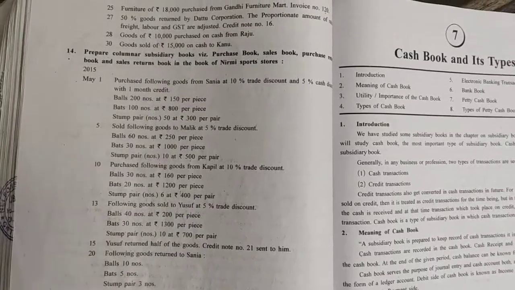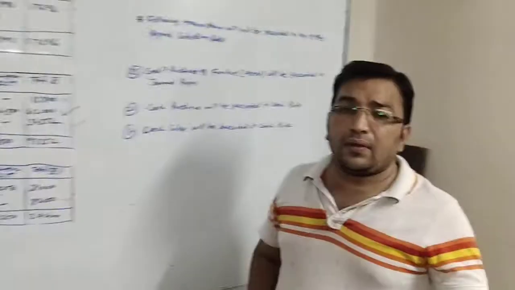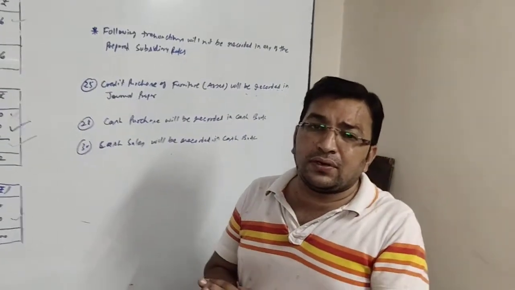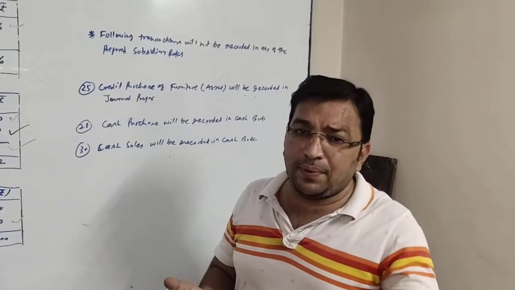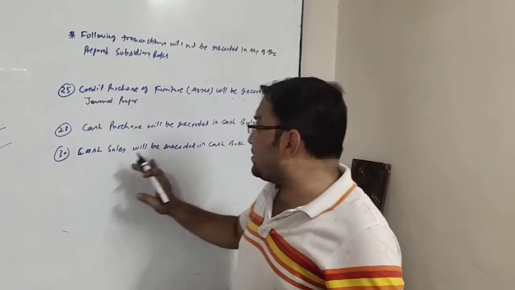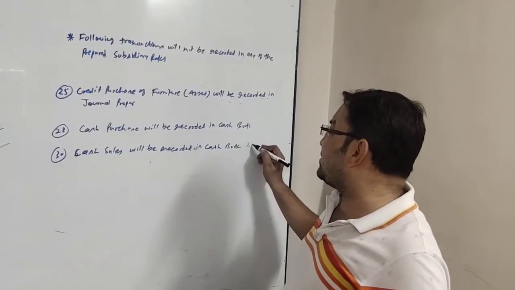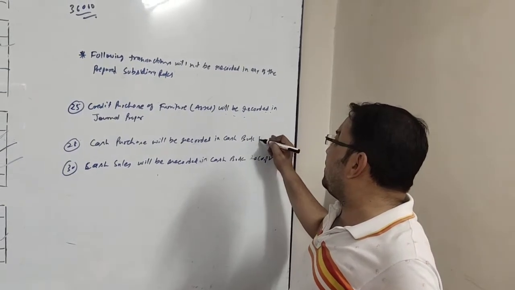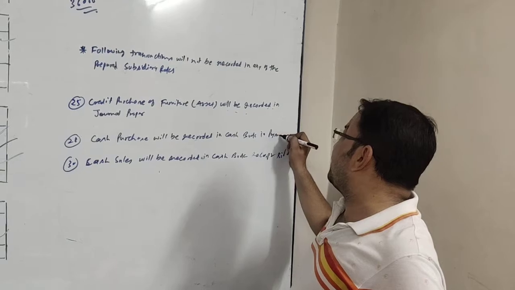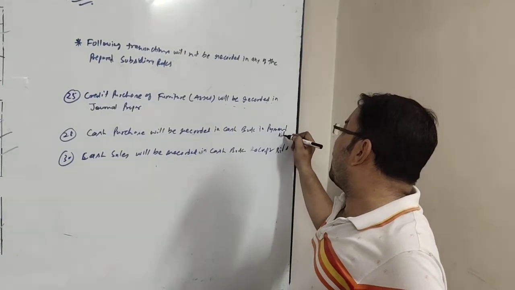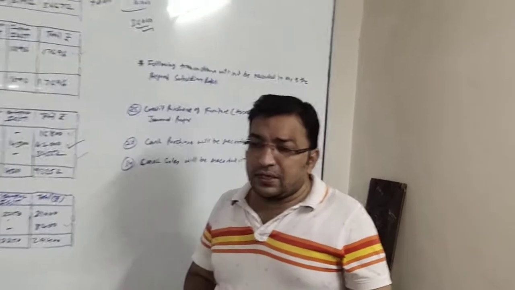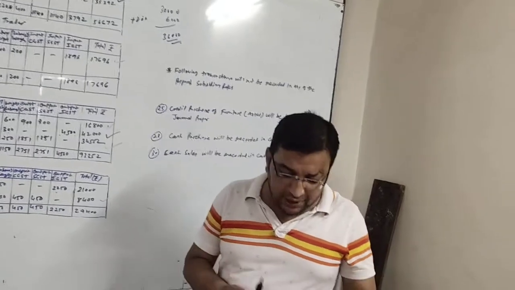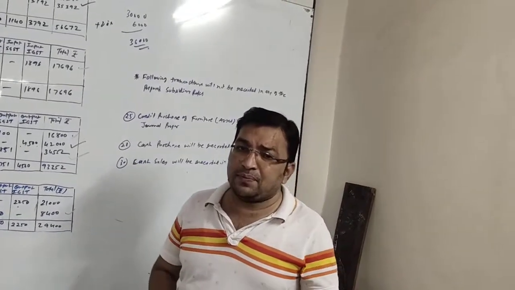Goods sold of rupees 15,000 on cash to Kanu. Selling goods on cash to Kanu. Again a cash transaction will be recorded in cash book. So cash sales will be recorded in cash book, receipt side. Earlier it was purchase, so on payment side. Okay, so this transaction will not be recorded here.